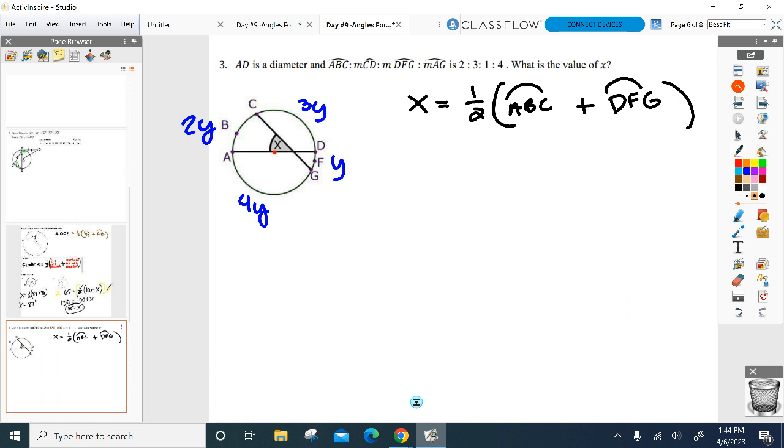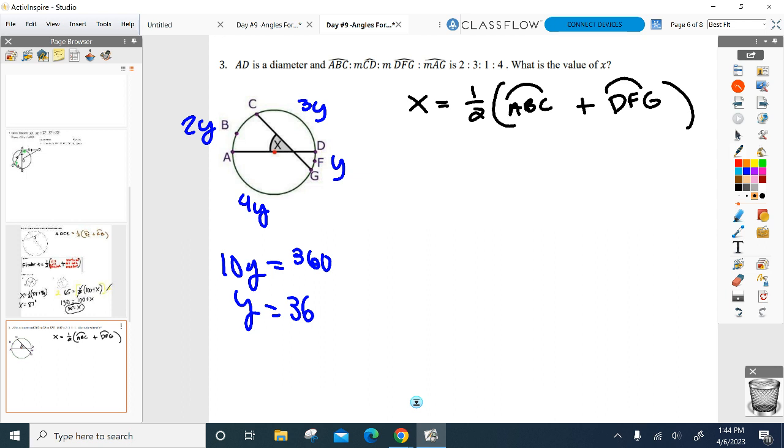360 equals 2Y plus 3Y plus Y plus 4Y. Yep, I could do that. Anybody want to just do 2Y and 3Y and set it equal to 180? Or you could do 4Y and Y and set it equal to 180, because that's a diameter. A semicircle measures 180. I'll go with 10Y equals 360. Y equals 36.